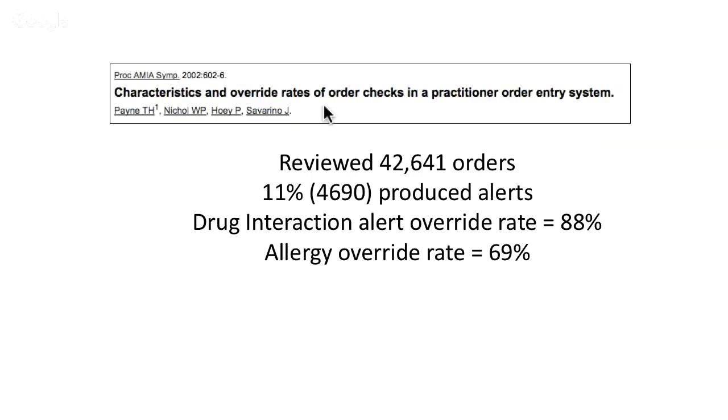And this is what they found. They looked at 42,000 orders from an electronic medical record system, and 11% produced a warning. Of those alerts produced, 88% of the warnings about 2 drugs interacting were overridden, disregarded, ignored, thrown out by the doctors. And of the allergy warnings, 69% were overridden, thrown out.